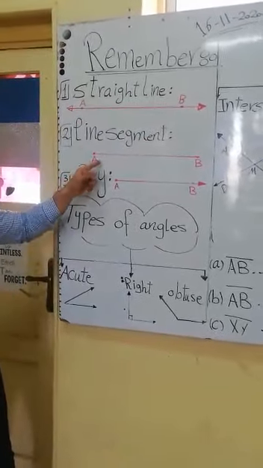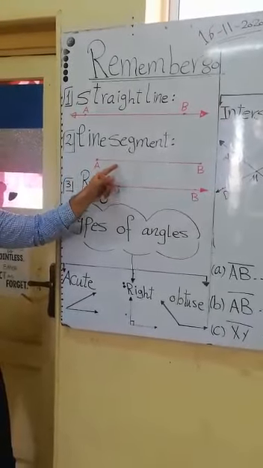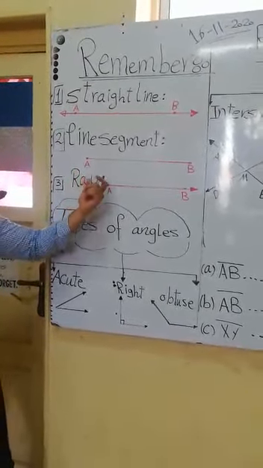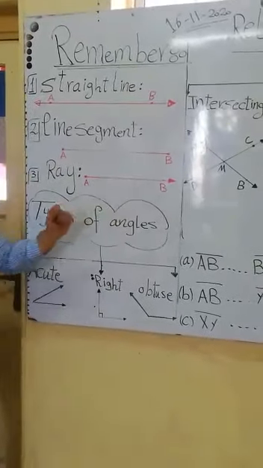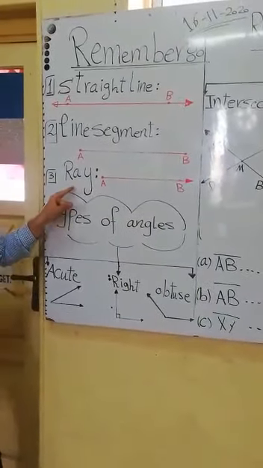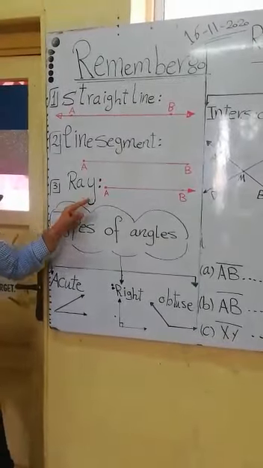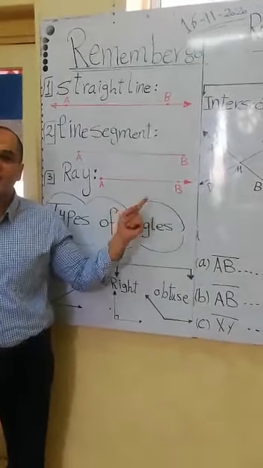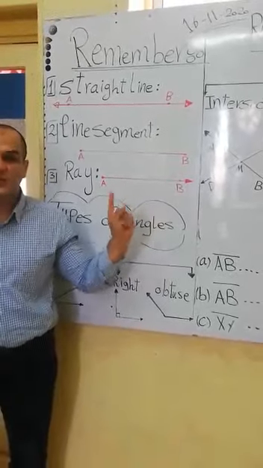The second shape is the line segment. The line segment has two endpoints. And the last shape, the ray. The ray has a start point and no end point.